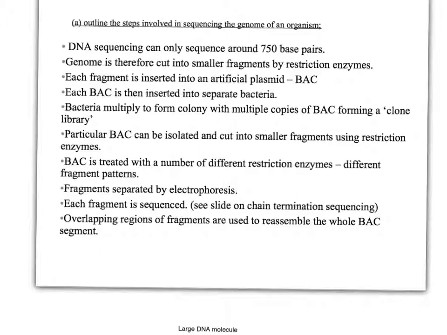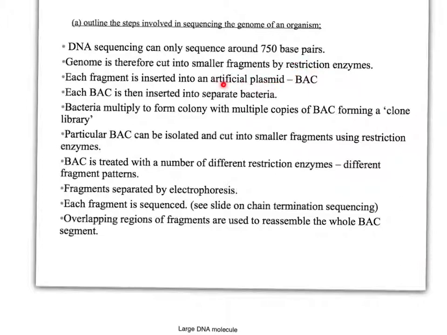Okay, so we've looked at how we can sequence a piece of DNA up to 750 base pairs long. The problem with the genome is it's many millions of base pairs long. So what we have to do is break it down into smaller bits, and this is achieved by breaking those bits down with restriction enzymes. We separate those bits by gel electrophoresis. We then insert each fragment that we've created into an artificial plasmid, which is called a BAC, which I think stands for bacterial artificial chromosome. It's an artificial plasmid.